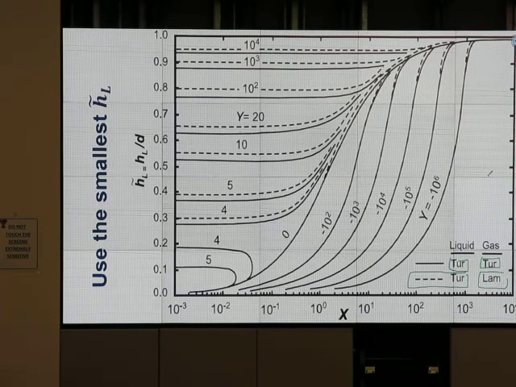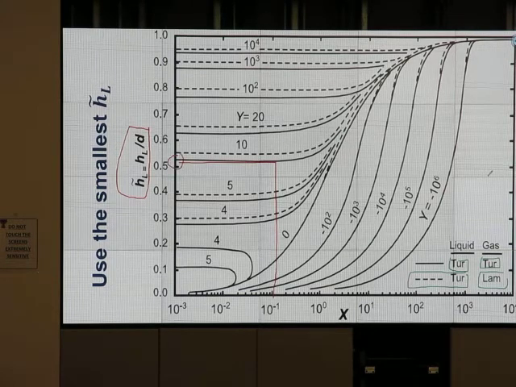For the stratified model for the flow pattern, we assume everything is stratified first. Then we get the dimensionless liquid height. I go do this and I read the value, maybe 0.525 or something. So if it is stratified flow, the dimensionless height will be maybe about half of the pipe diameter.